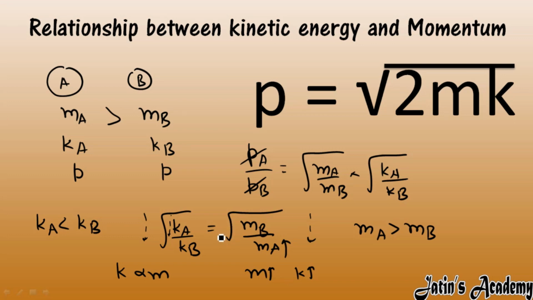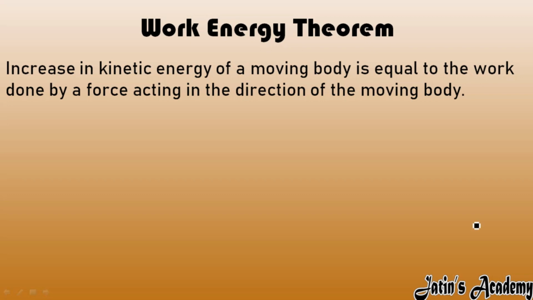Clear this part? Next we have the work energy theorem. What is the definition of the work energy theorem? The work energy theorem states that the increase in kinetic energy of a moving body is equal to the work done by a force acting in the direction of the moving body. What does it mean? Carefully see. For example, a body is moving with some initial velocity, so it has some initial kinetic energy. By applying a force, we are increasing the speed of that body. When we increase the speed, we do some work in increasing it. So that work done is equal to the change in kinetic energy, or increase in kinetic energy.